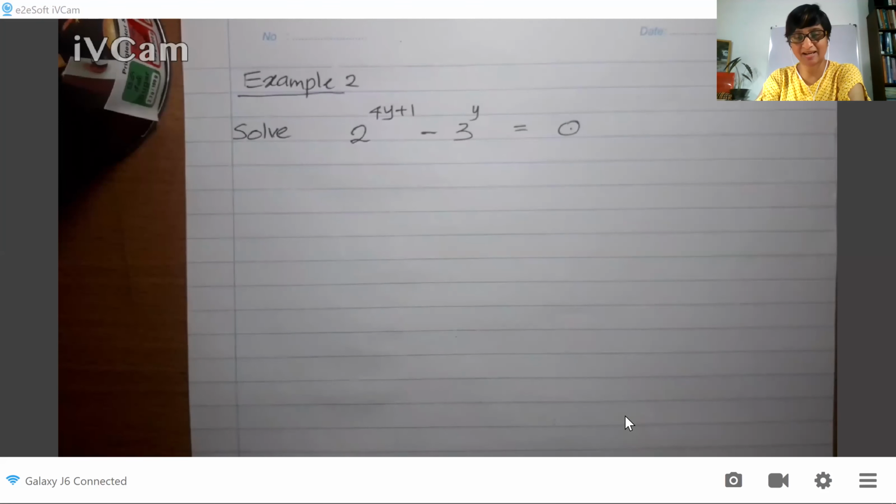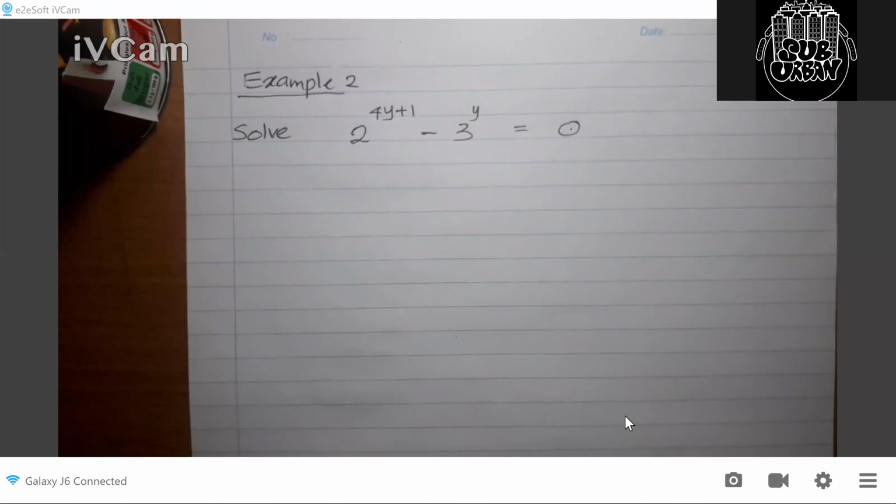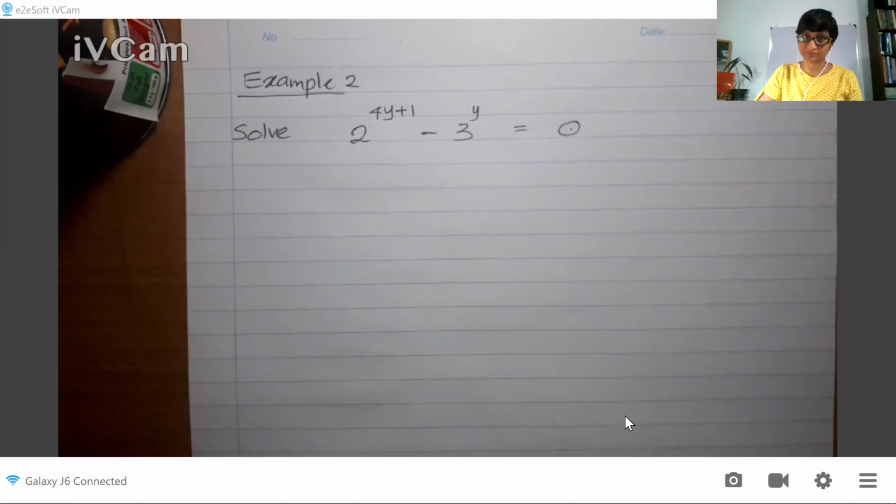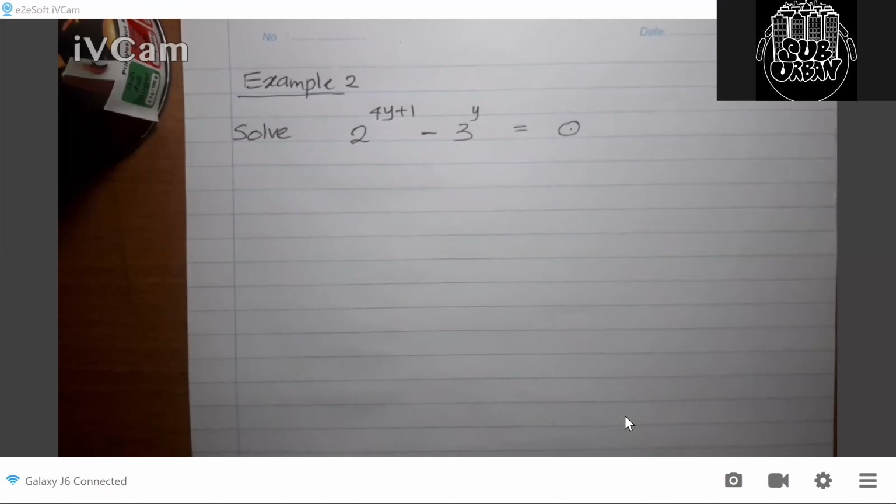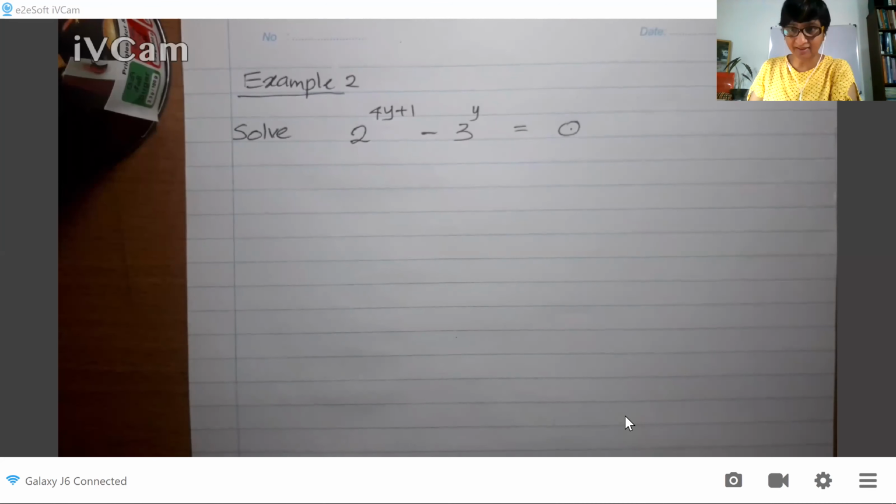Okay, so what I asked was a question. This is the second example, the second equation we are looking at under method 2. I was asking you, what do you think we can do here? Miss, we can take minus 3y to the other side. Okay, Nathan, that's very good. That is the right thing to do here.